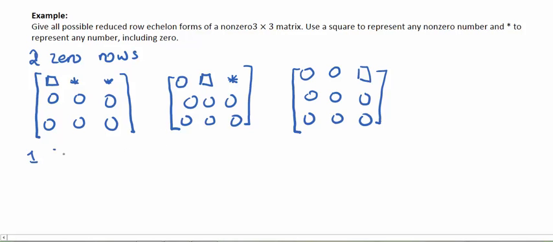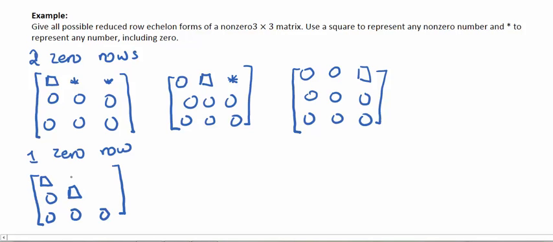We could have also had one row of zeros. In this case, let's think about where the pivot is. Well, now I have to have two pivots, one in the first row, one in the second. So I could do the first and the second columns. So everything above and below those should be a 0, and the other entries won't matter.